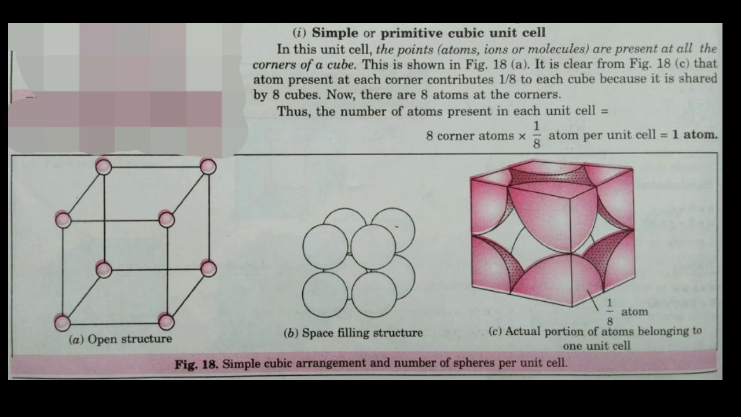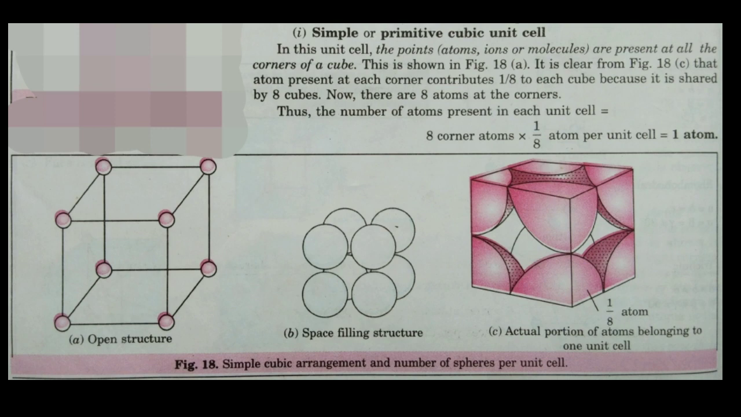The first one, simple or primitive cubic unit cell. In this unit cell, the points, that is atoms, ions or molecules, are present at all the corners of a cube. This is shown in the figure.